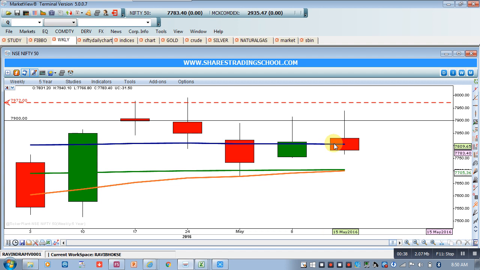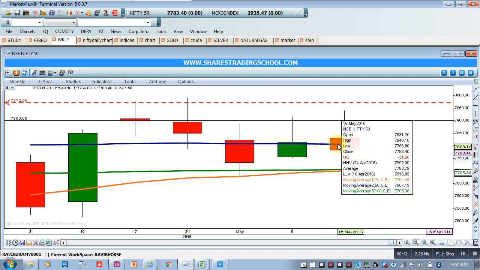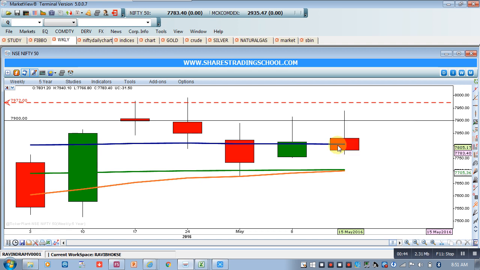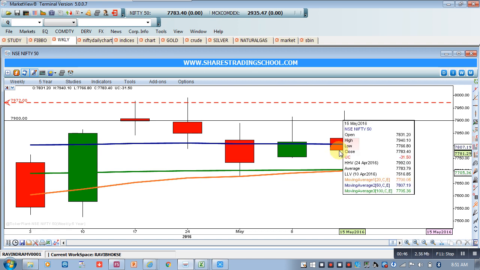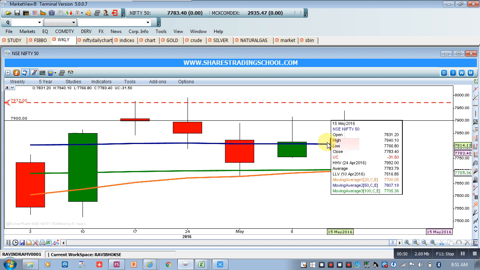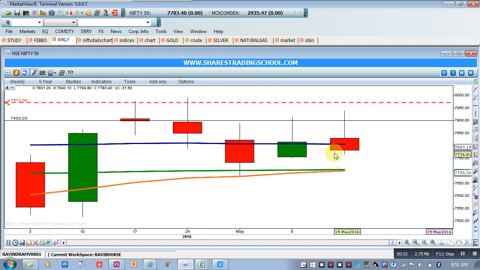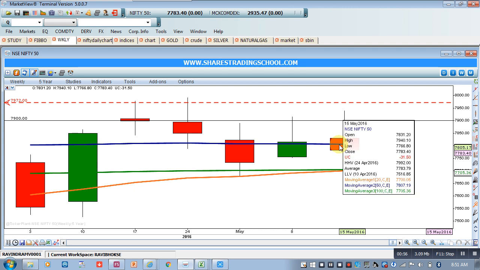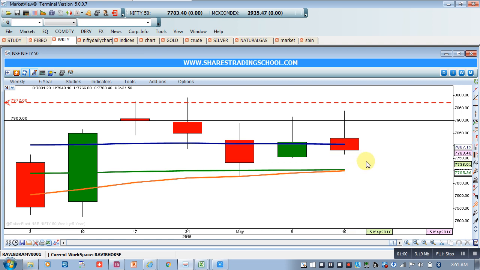And the 7,807 level, which is the 50 EMA level. If Nifty breaches this level and closes below it, then we will say that the 50 EMA support has been breached. So the closing of today's bar, in the current week, is most important. And this 7,800 level, rather 7,807 level, should act as a strong support.